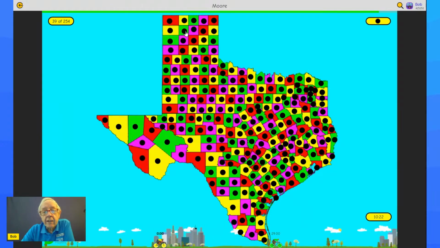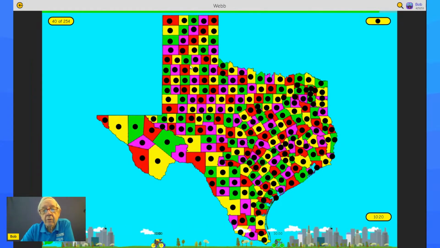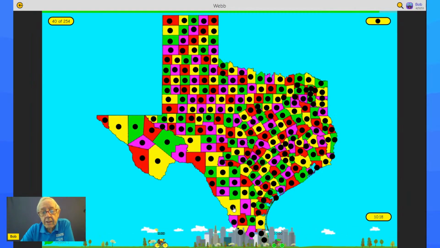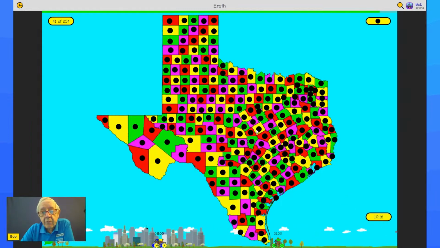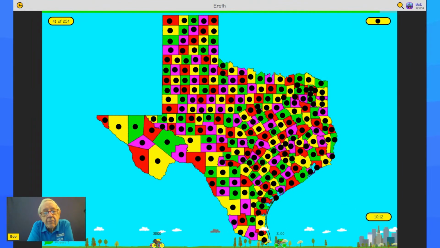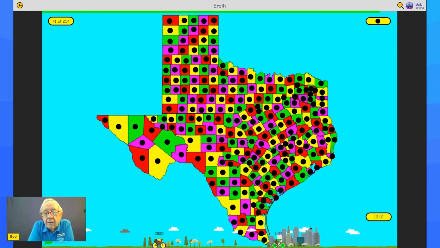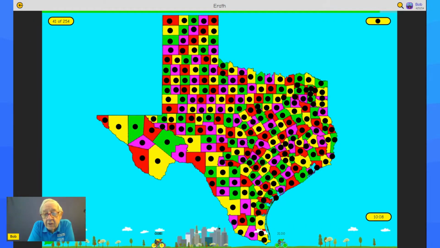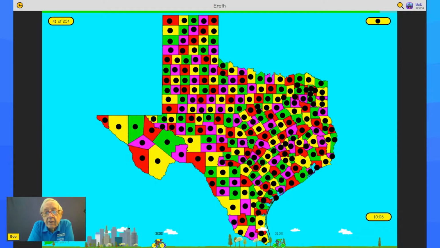Moore County, I think, is right here. Second one down and second one from the left. Webb is a big county down here. Erath. I had to call the Chamber of Commerce in one of the cities in the county of Erath.